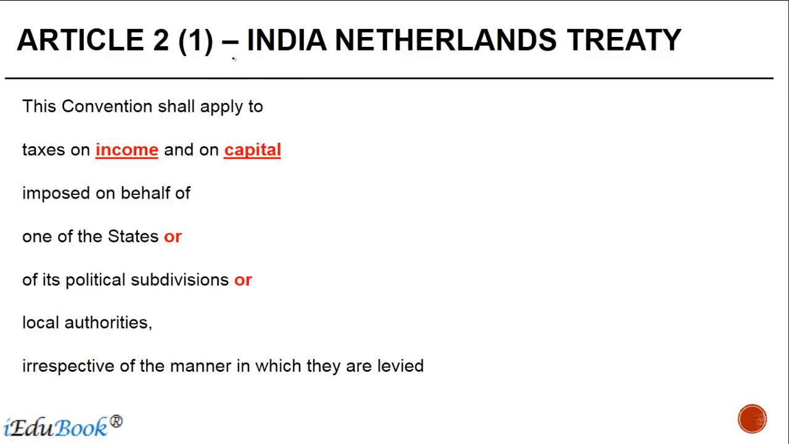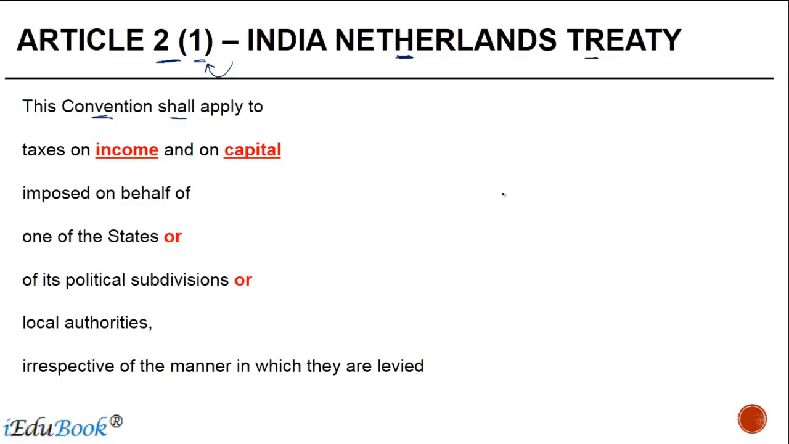Let us now look at one of the actual articles in a treaty. What we are looking at is Article 2.1 of the India-Netherlands Treaty. First, let's read this. This convention shall apply to taxes on income and on capital imposed on behalf of one of the states or its political subdivisions or local authorities, irrespective of the manner in which they are levied. So like I told you, the purpose of Article 2, and now specifically Article 2.1, is to tell you which are the taxes to which this convention typically applies.